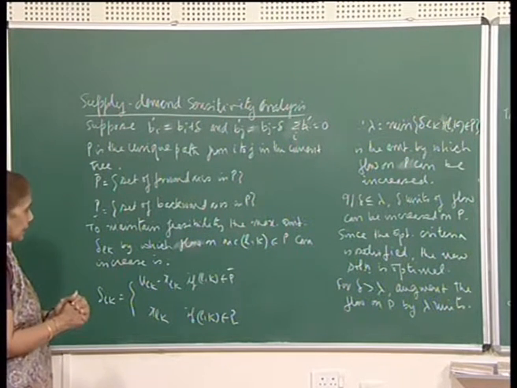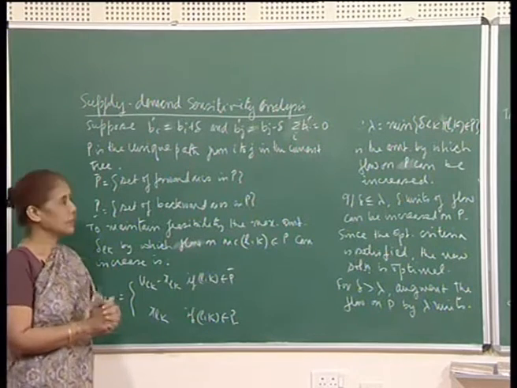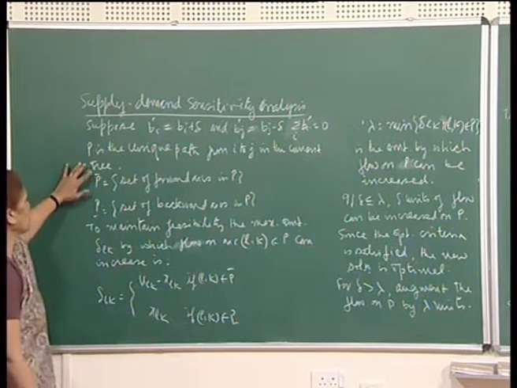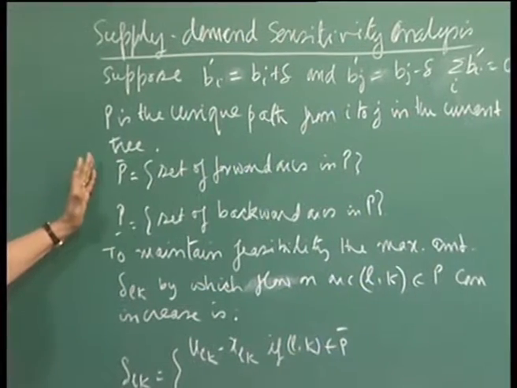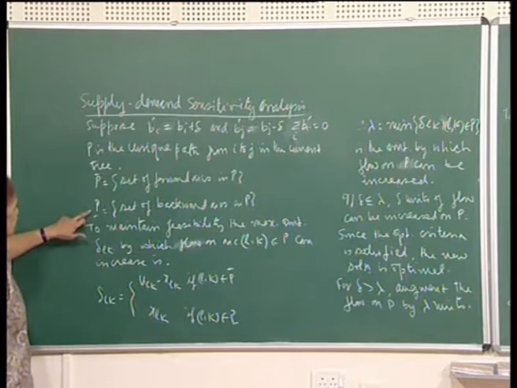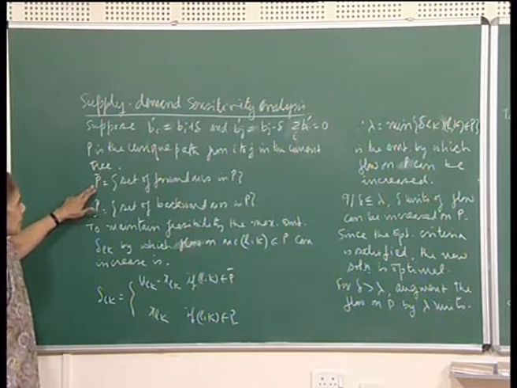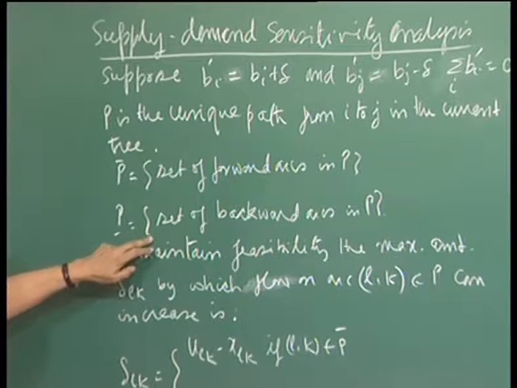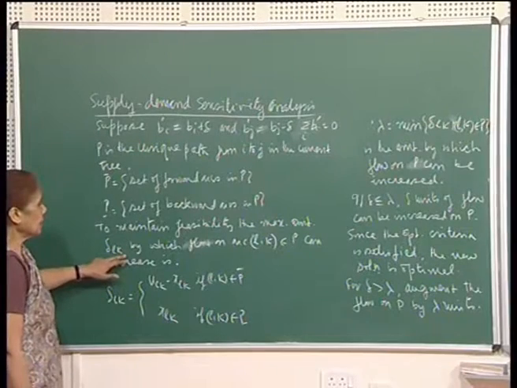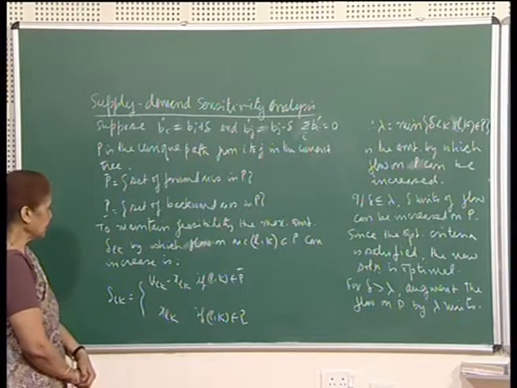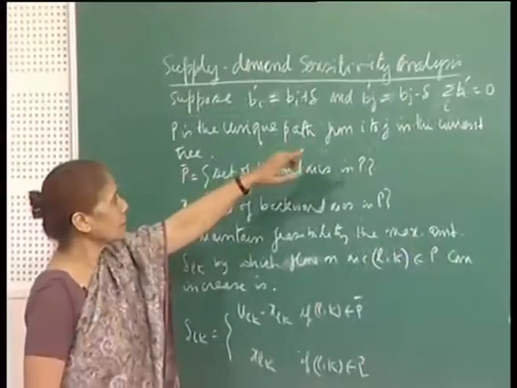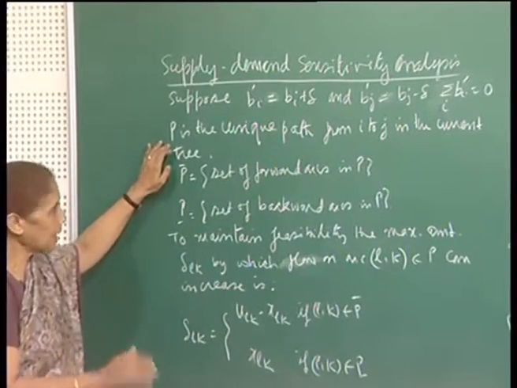Now, in the current solution, in the tree of basic arcs, there will be a unique path from i to j in the current basis tree. Some arcs will be forward arcs, that means arcs which have the same orientation as from i to j, and the other arcs I will denote by p lower bar. So p upper bar is the set of forward arcs in p, and p lower bar is the set of backward arcs in p. To maintain feasibility, we need the maximum amount delta k by which flow on arc lk can increase. Because the supply has gone up by delta units and the demand also, you want to see whether on this path p you can have increased flow.